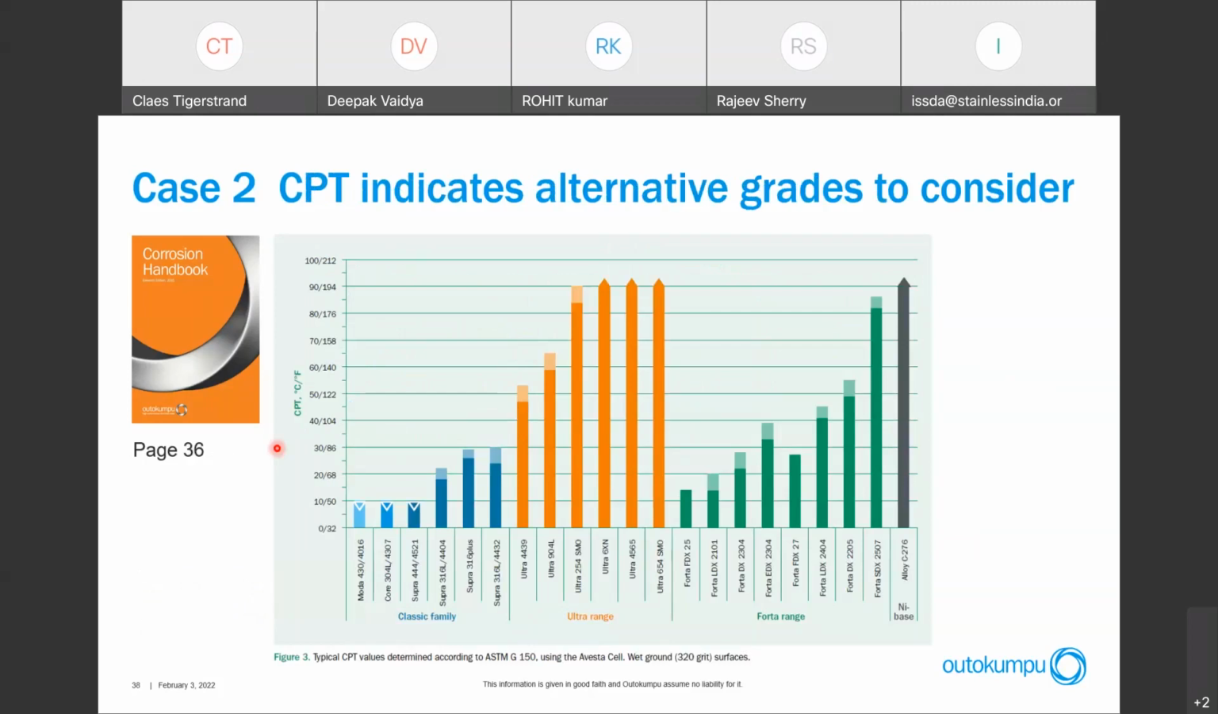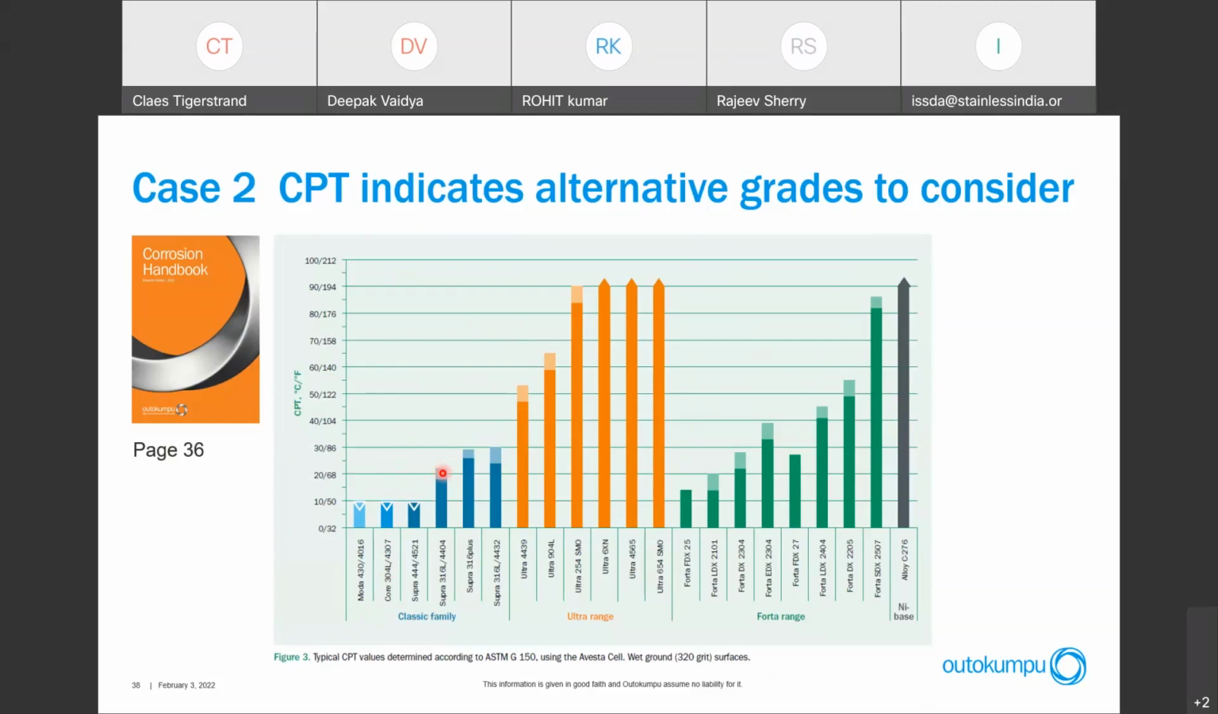We can also look at the CPT value, critical pitting temperature testing, to see which options we have. Looking at the performance of 304, the resistance to pitting corrosion, you see it's quite low. It's below 10 degrees C as the ranking temperature here. So going to 316, you see we improve the performance considerably. So that makes it much better performance.